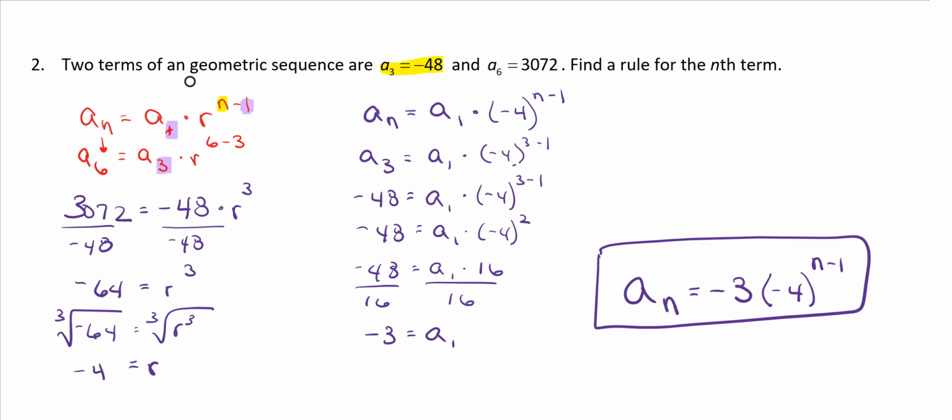You could also start by listing out the first few terms. So negative 3 times 4 is 12. 12 times negative 4 is negative 48. Oh, that's a check. Keep going. Negative 48 times negative 4 would be 192. 192 times negative 4 would be negative 768. And then times negative 4 again would be 3072. So we can see that we did get the right sequence with this particular rule. There's only one rule that works.